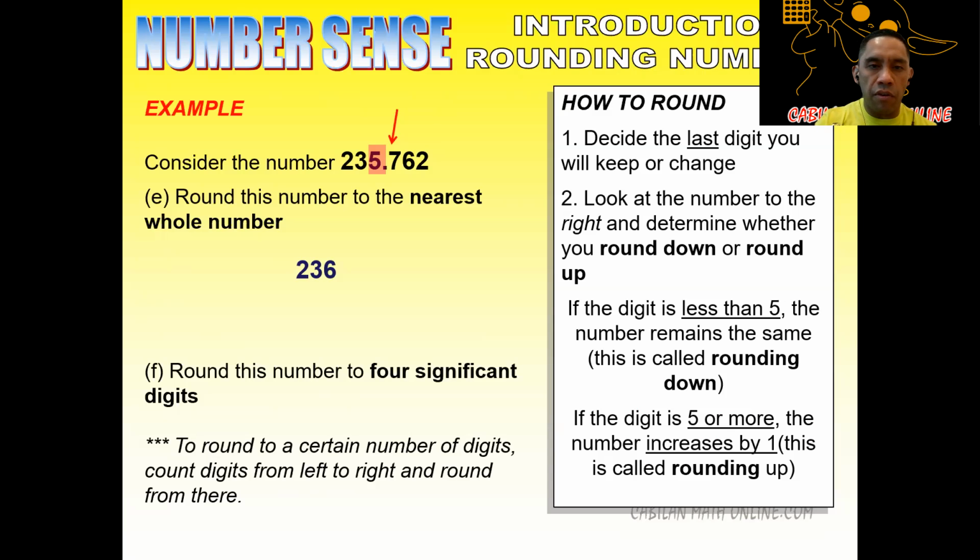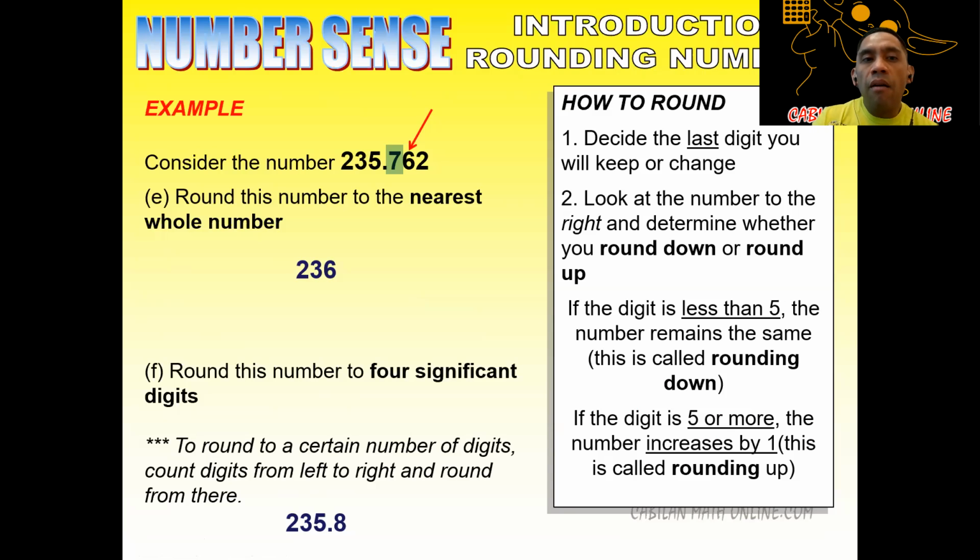Okay, so in this case, if you start from the left, this 2, if you count to the 4th digit, starting from this 2, that will be the digit we need to figure out whether we round up or round down. So we have 1, 2, 3, and the 4th digit here is a 7. You notice to the right of the 7 is a 6. So since 6 is higher than 5, that 7 rounds up to an 8. So this number rounded to 4 significant digits will be 235.8.